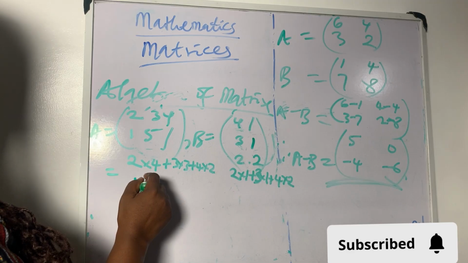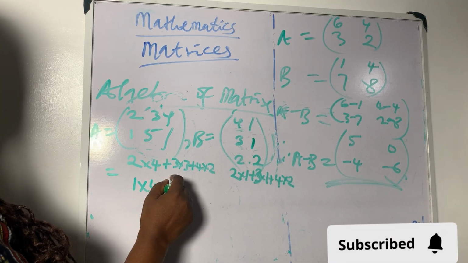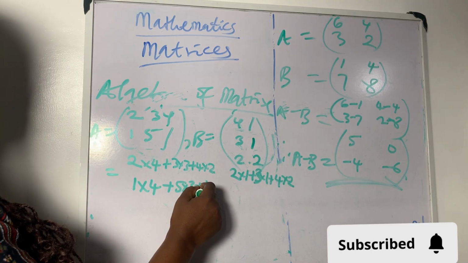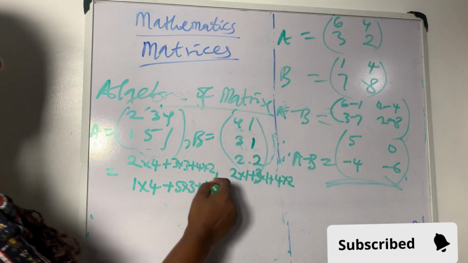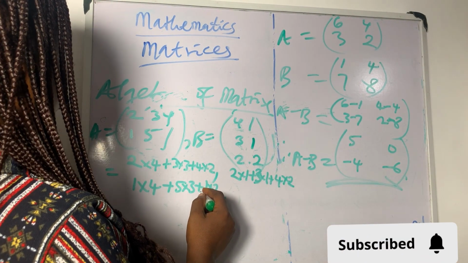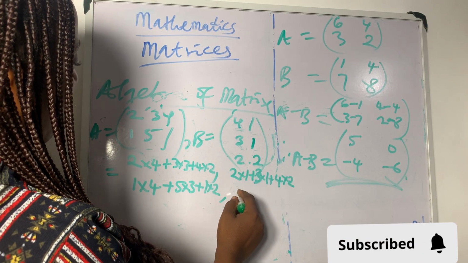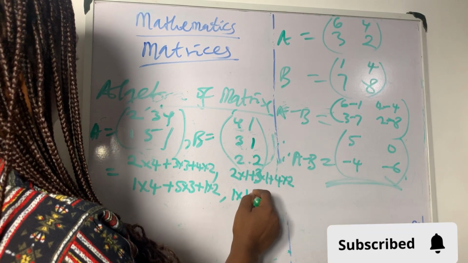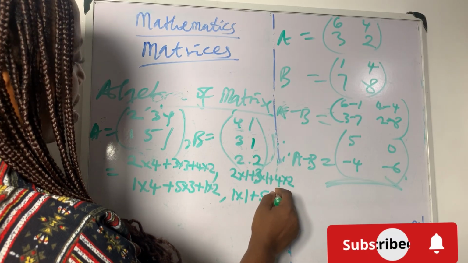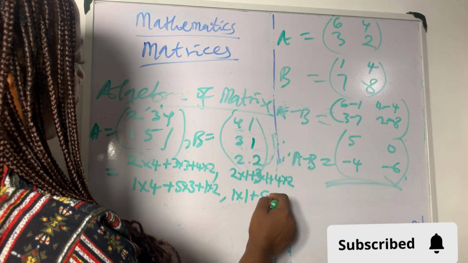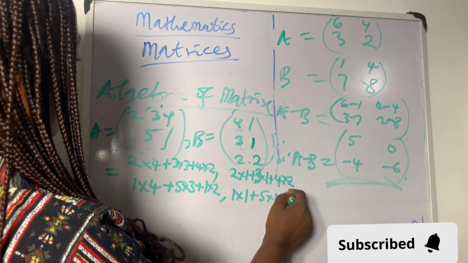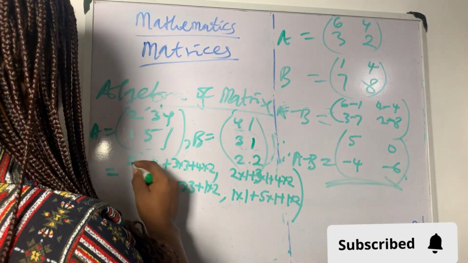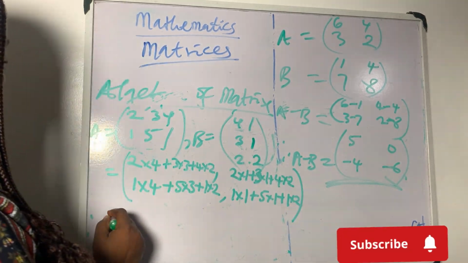1 times 4 plus 5 times 3 plus 1 times 2. Still use the same row to multiply the next column. 1 times 1 plus 5 times 1 plus 1 times 2. Make sure you enclose in a bracket.